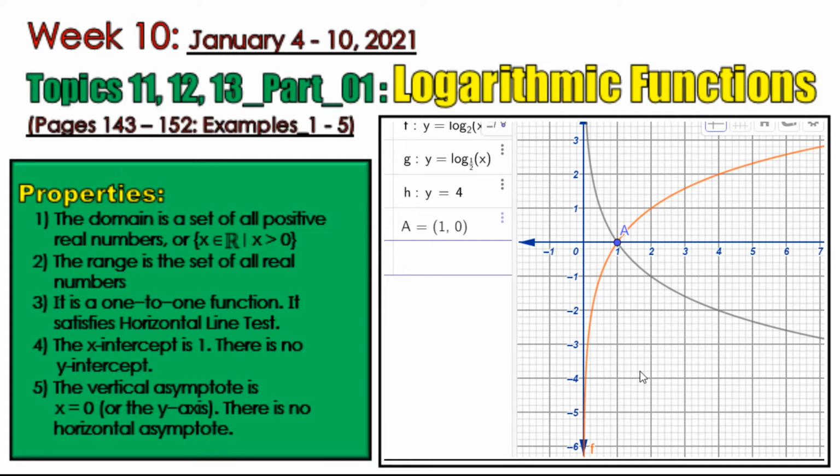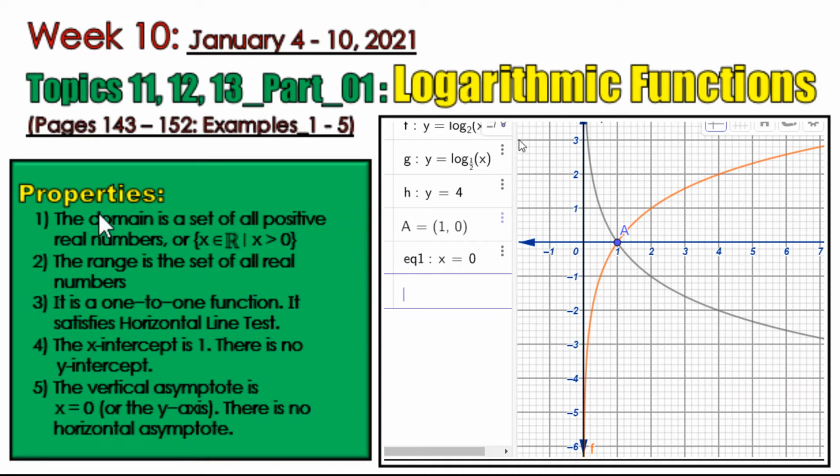The fifth property, we have the vertical asymptote is x is equal to 0. Your x is equal to 0 is your y-axis. So it is a vertical line. Both of your graphs approach x is equal to 0 but never intersect. That is what we call vertical asymptote. But there is no horizontal asymptote.